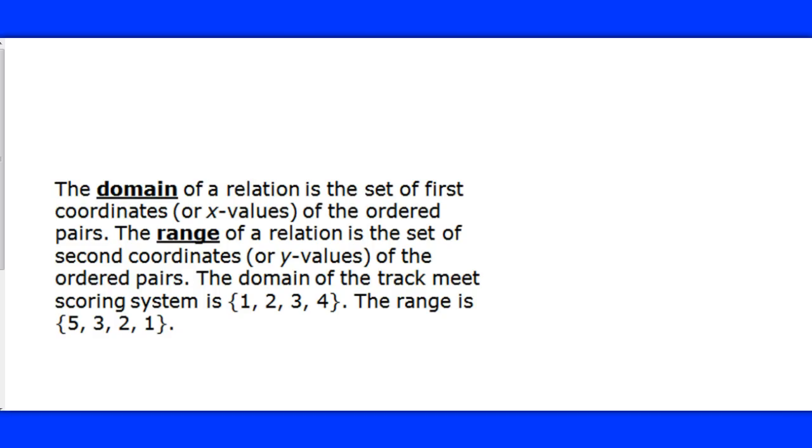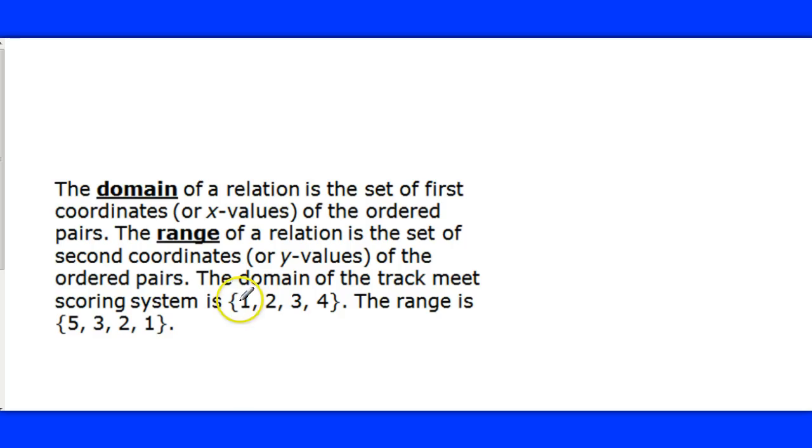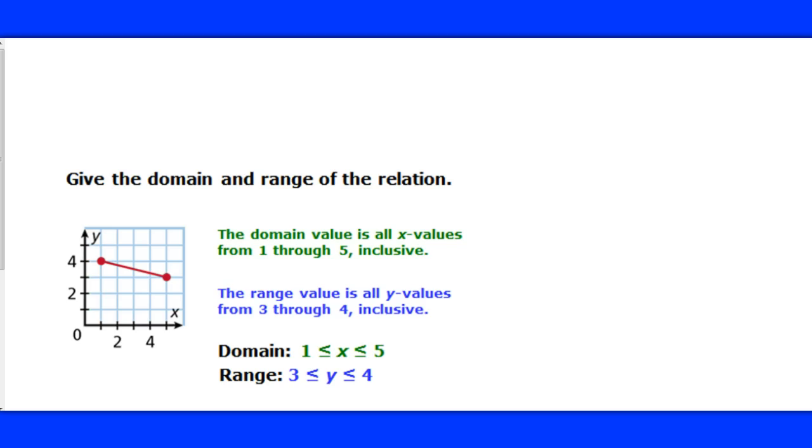So if I were to give you these ordered pairs here, I would tell you that the domain is 1, 2, 3, and 4, and the range is 5, 3, 2, and 1. I'm giving you ordered pairs. I'm giving you the ordered pair 1, 5, 2, 3, 3, 2, and 4, 1.